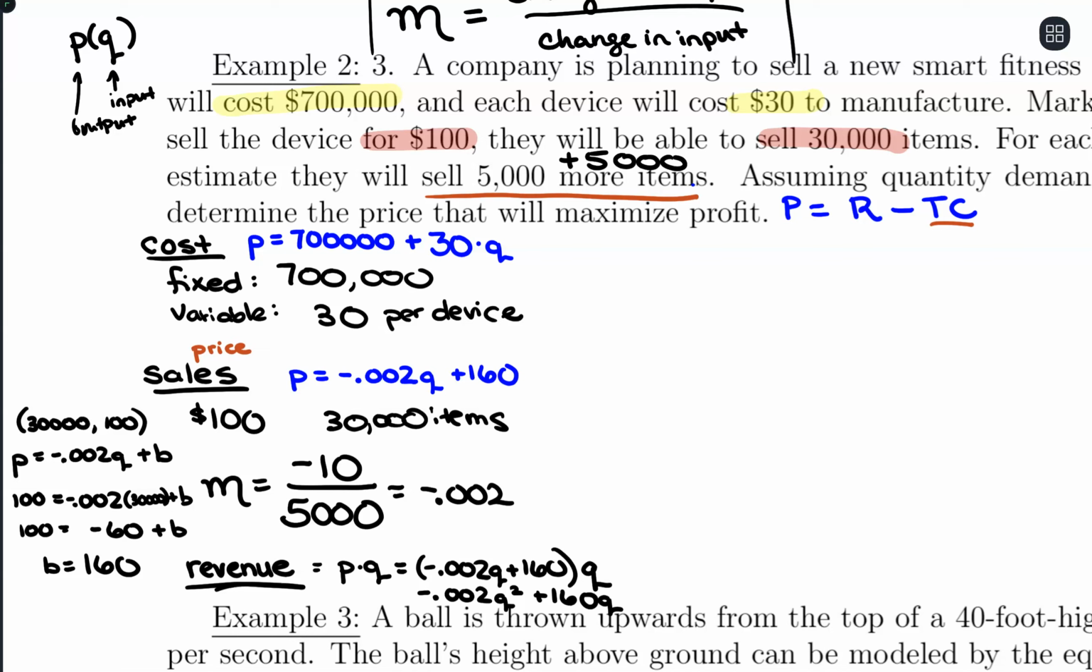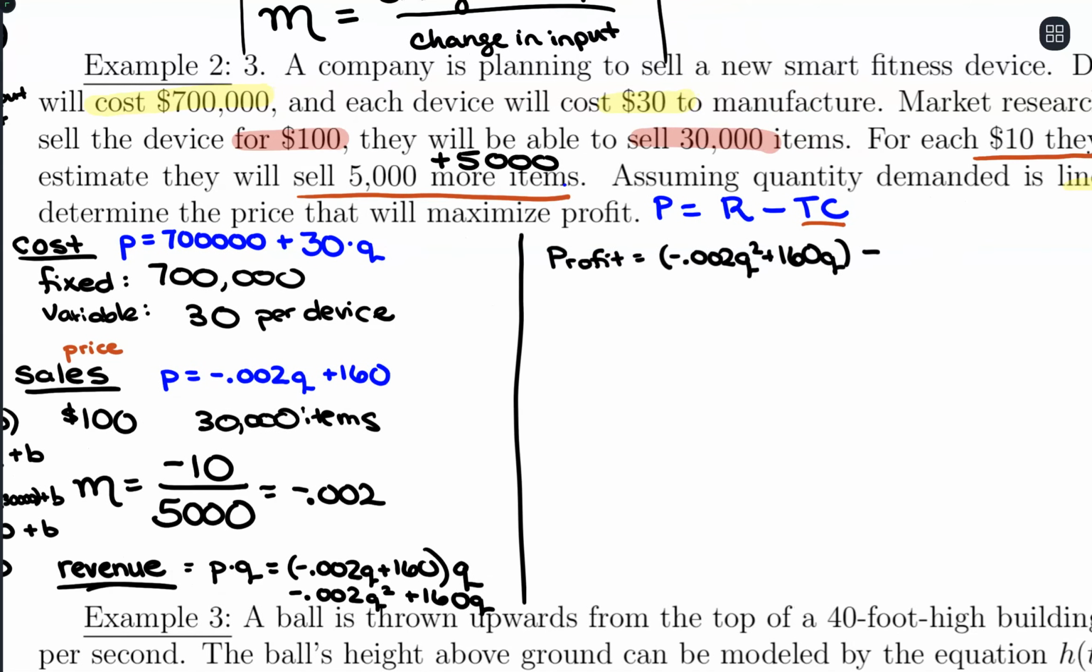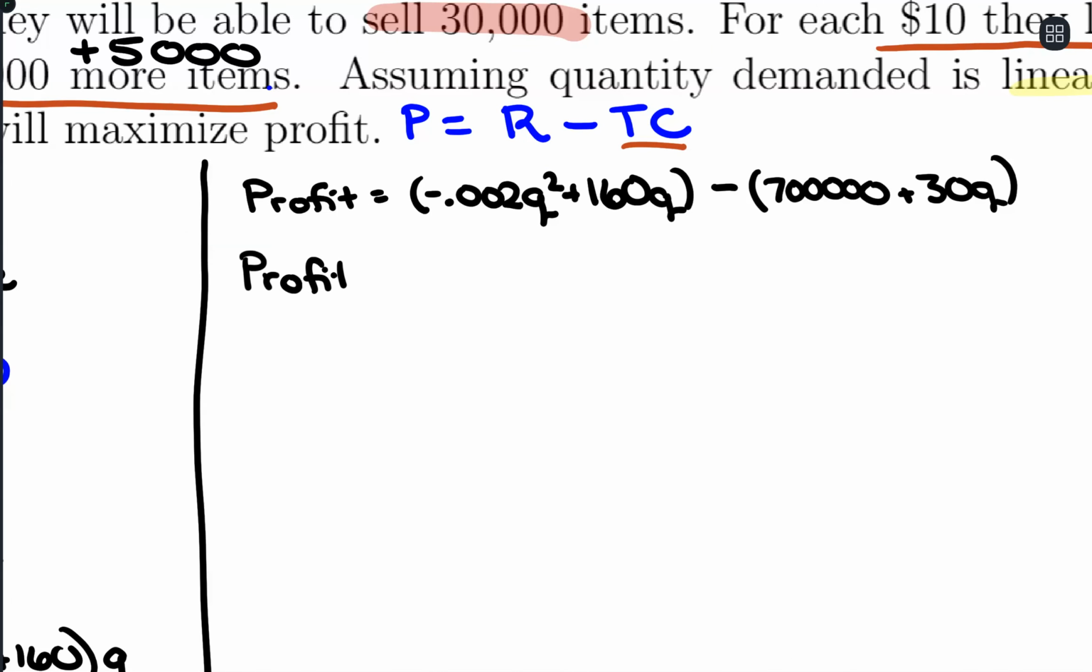As you can see, I'm squeezing all of this on the left-hand side here because now we can actually do our work. Now that we have those two equations, to calculate profit, we take our revenue equation, negative 0.002 Q squared plus 160Q, minus the total cost, which is the 700,000 plus 30Q. And what we want to do is simplify. We're getting an equation for profit. So we're going to have negative 0.002 Q squared, 160Q minus 30Q, so that's plus 130Q, and then minus 700,000.